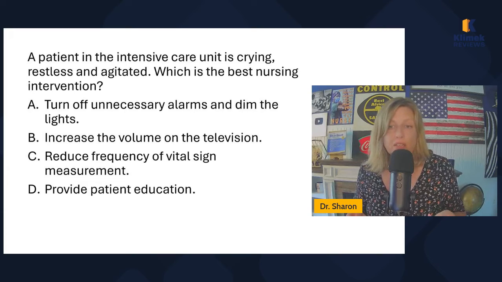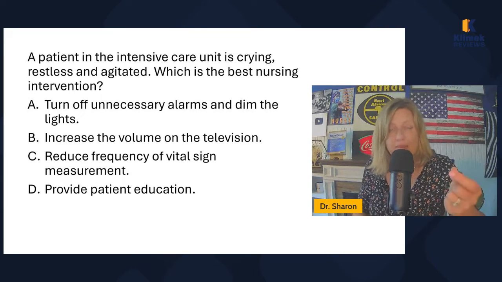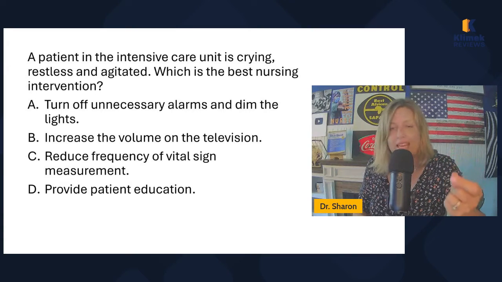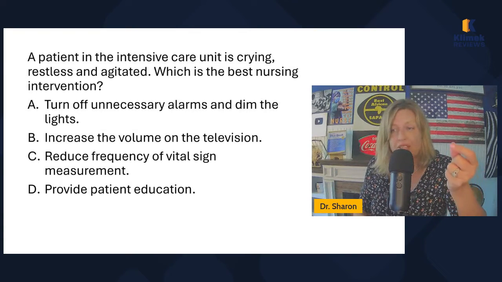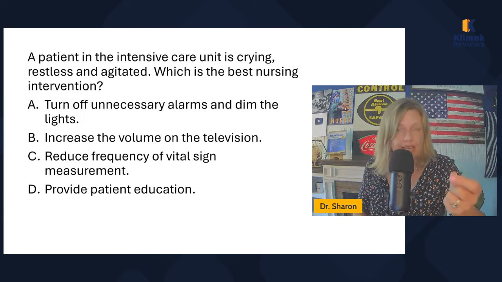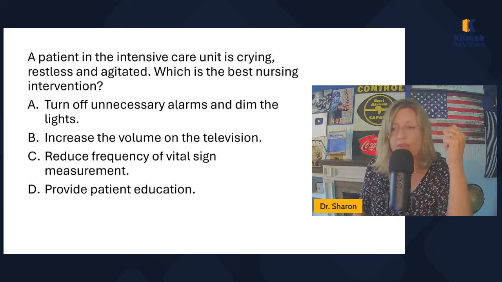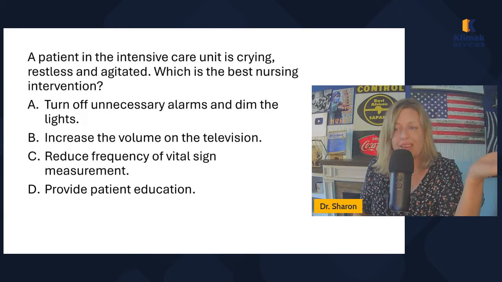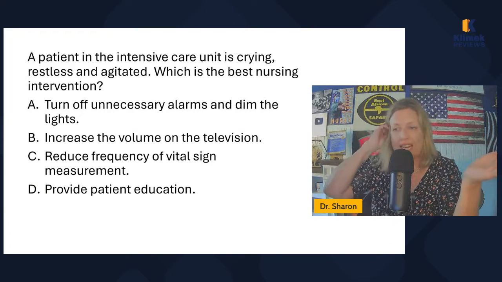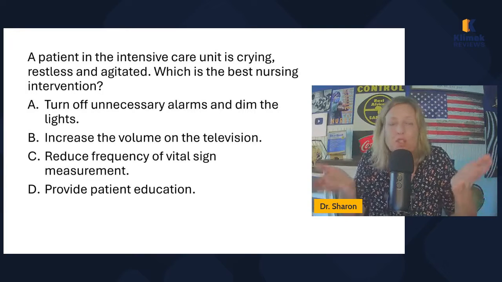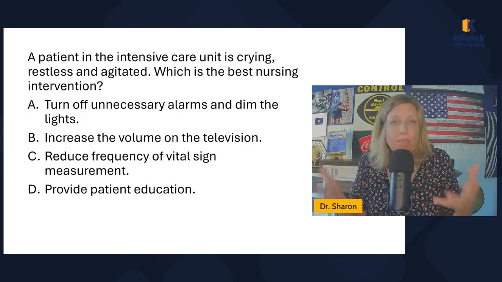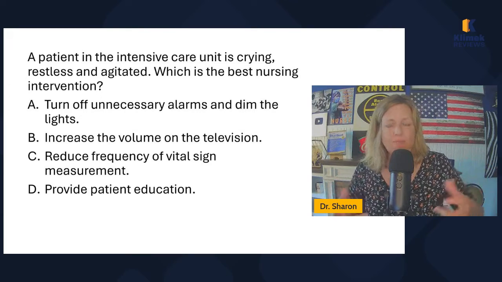Turn off unnecessary alarms and dim the lights. That seems like a good idea, that could help. Increase the volume on the television. I don't like that answer. I can't imagine that if they're crying, restless, and agitated, increasing the volume on the television would help. Reduce frequency of vital sign measurement. Well, that might help, that's less stimulation. Provide patient education. If they're crying and restless and agitated, they're not in a place to learn anything. That's not the right mindset for learning. So I don't like D.